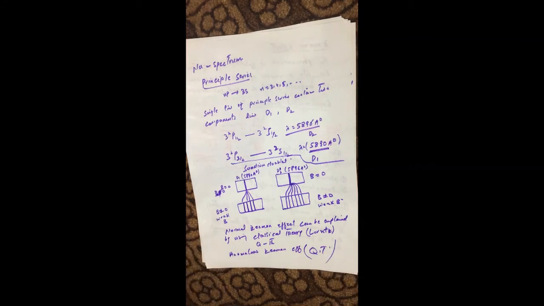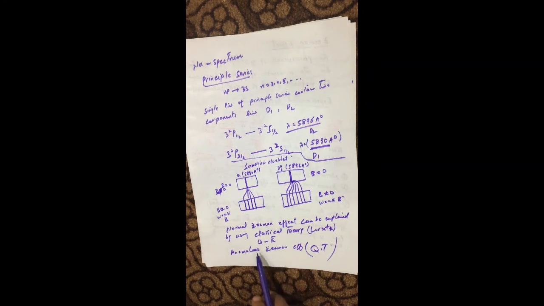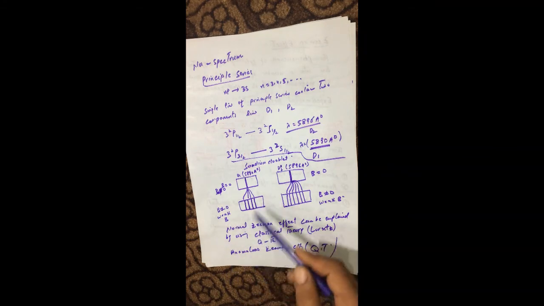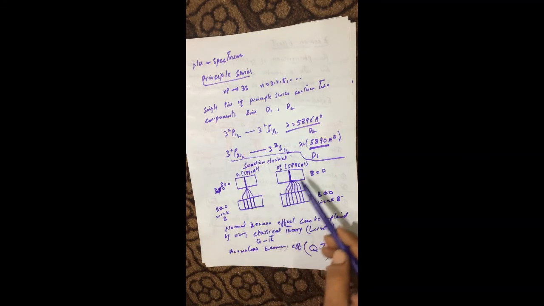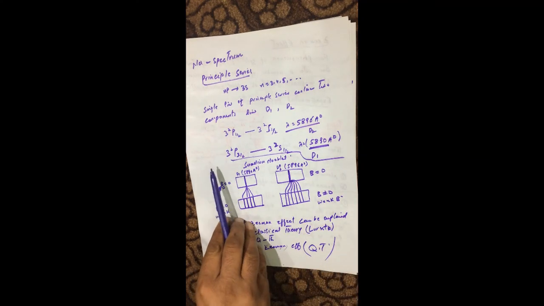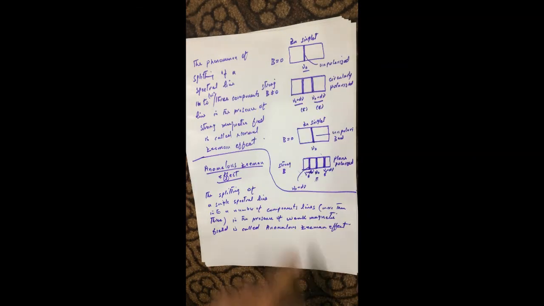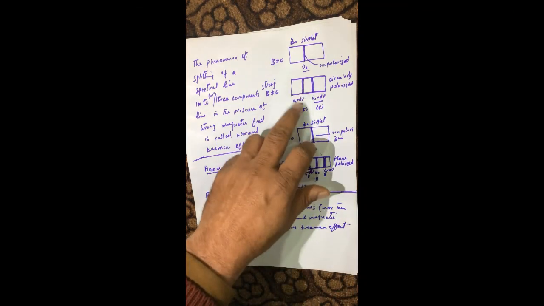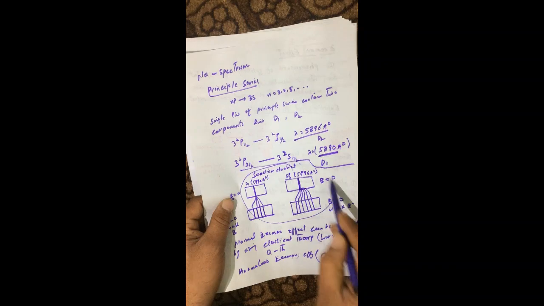So in the next video we will explain normal Zeeman effect using classical theory and also quantum theory, and we will explain anomalous Zeeman effect using quantum theory. That is why the spectral line D1 is split into 4 and D2 into 6, and why the zinc singlet is split into 2 or 3. This can be explained using both classical and quantum mechanical theory, and this can be explained only using quantum theory.